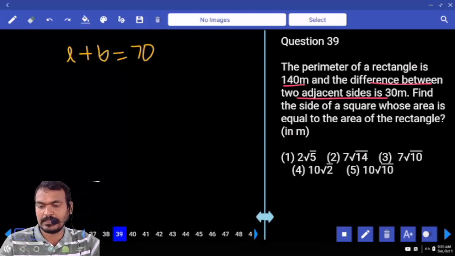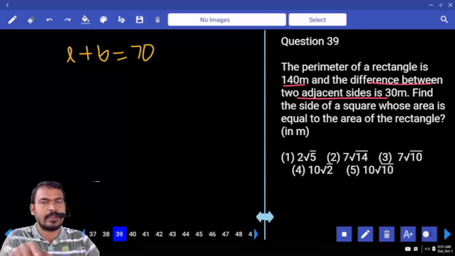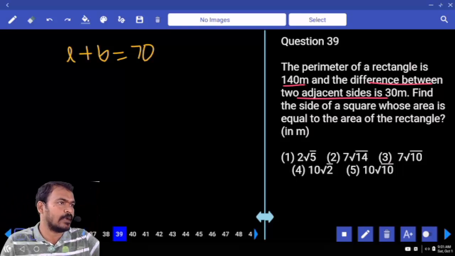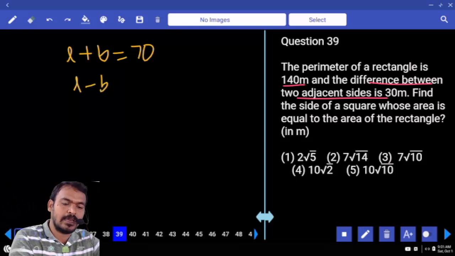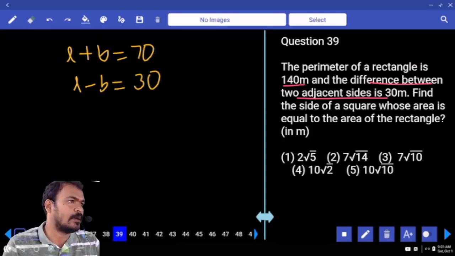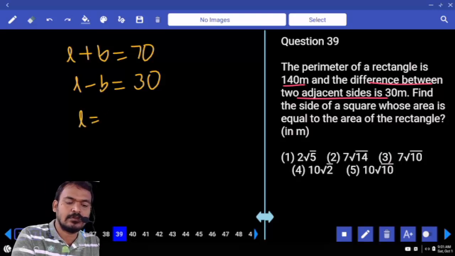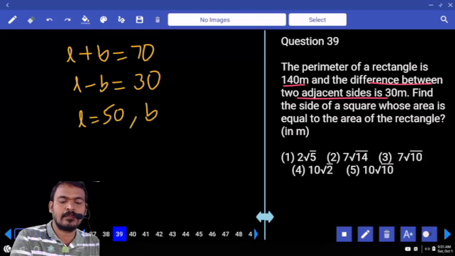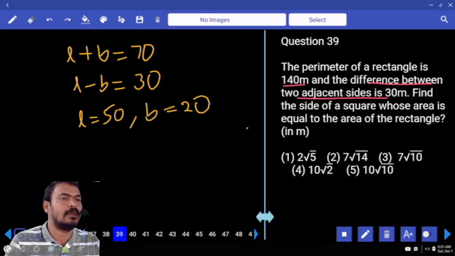Next, one more is given: the difference between the adjacent sides. What are the adjacent sides of a rectangle? Length and breadth. Difference is nothing but L minus B equal to how much? 30. These two, adding and dividing by 2, we get the L value. Subtracting and dividing by 2, we get the B value. Then length is how much? 50. Breadth is 20. Yes or no?